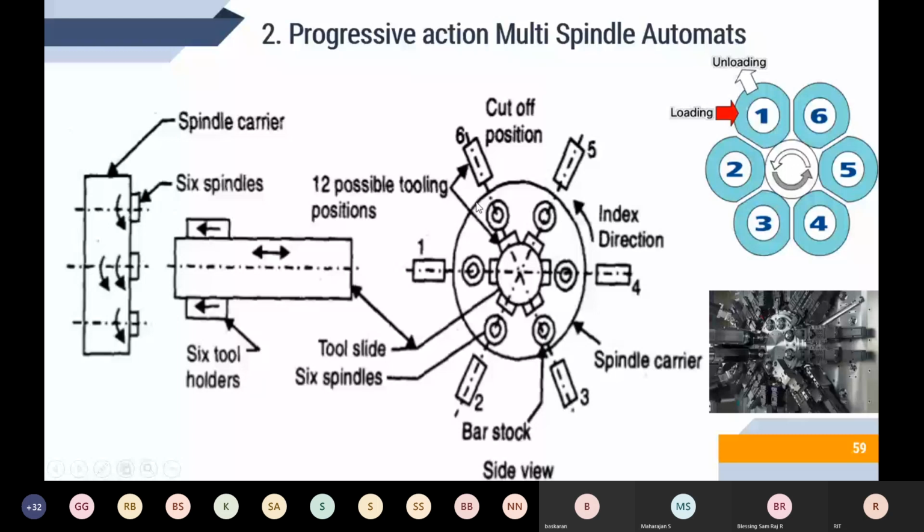So every tool has an individual process. The job moves one by one, and automatically the job will reach the final stage. So from 1 to 6, the job will be getting finished. So this is the loading position. Finally, it will be unloading.